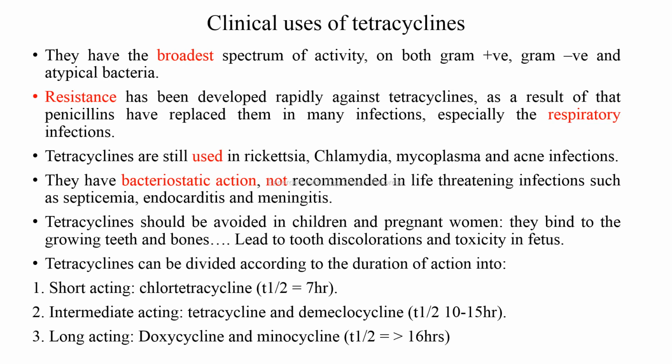Now, these tetracyclines are divided into the following three categories based on the duration of action. The first is short acting, then intermediate acting, and long acting. A short acting example is chlortetracycline. Intermediate acting are tetracycline and demeclocycline. And long acting are doxycycline and minocycline. And over here, the half-life is 7 hours, 10 to 15 hours, and 16 hours respectively.